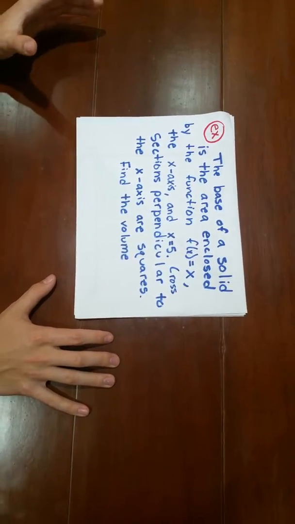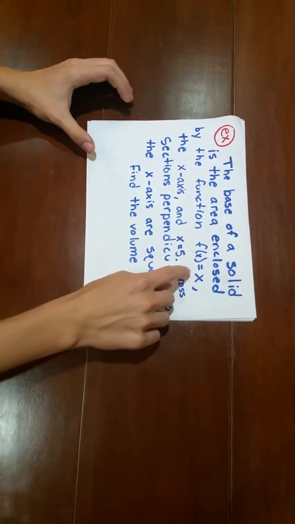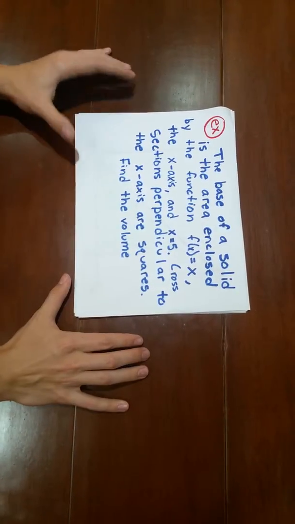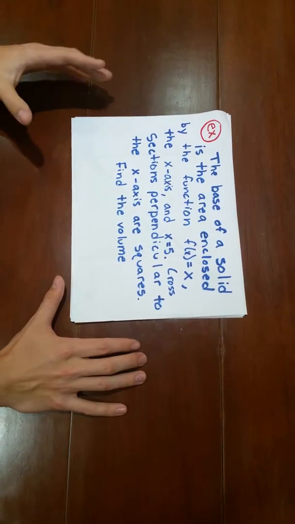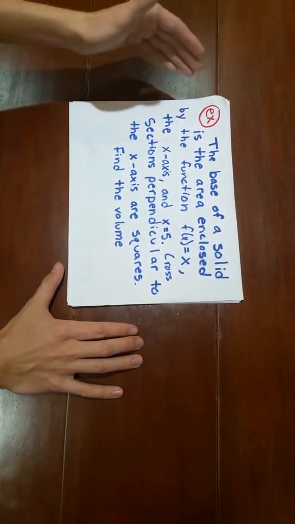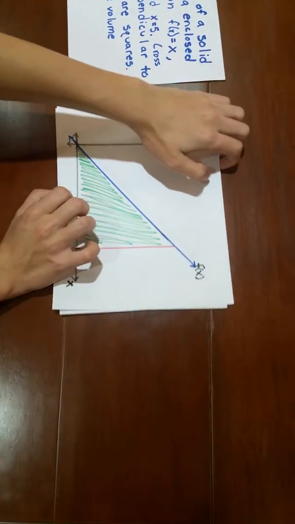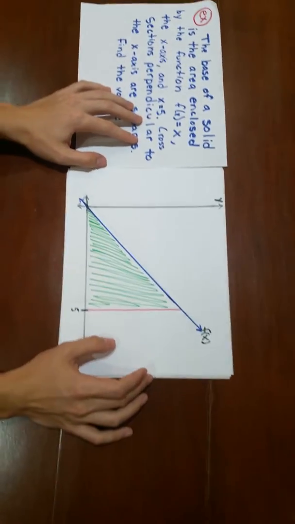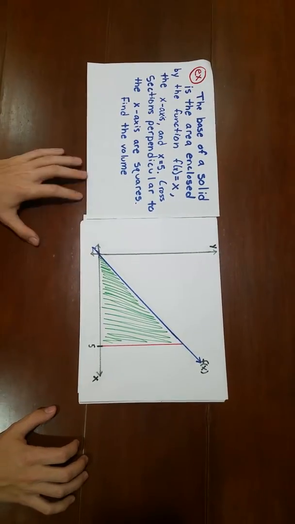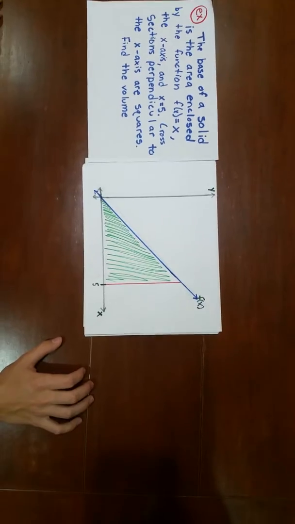This problem is asking you to find the volume of a solid with a base that's the area enclosed by the functions f of x is equal to x, the x-axis, and x is equal to 5. Cross-sections perpendicular to the x-axis are squares, and it wants you to find the volume of a solid created with the given criteria. Now, if you've never worked with this kind of problem before, it can be a bit overwhelming, but I'm going to try to represent this geometrically with the ultimate goal of representing it using calculus and algebra.